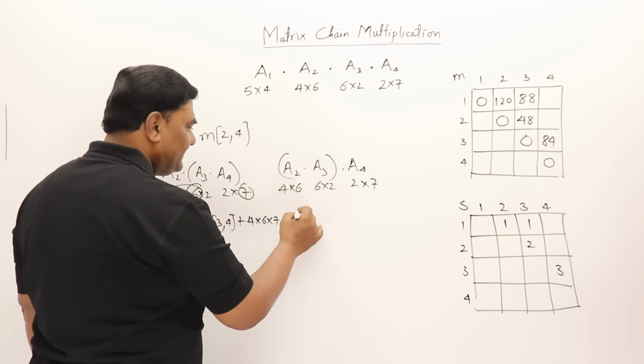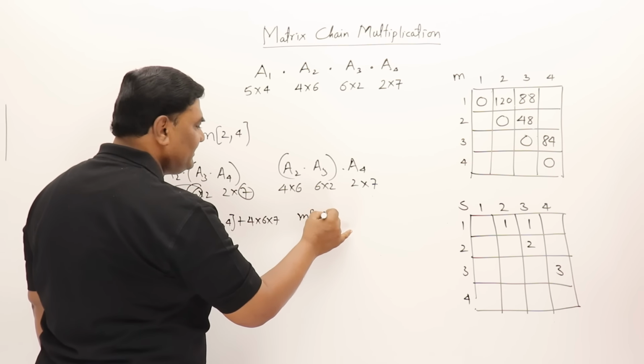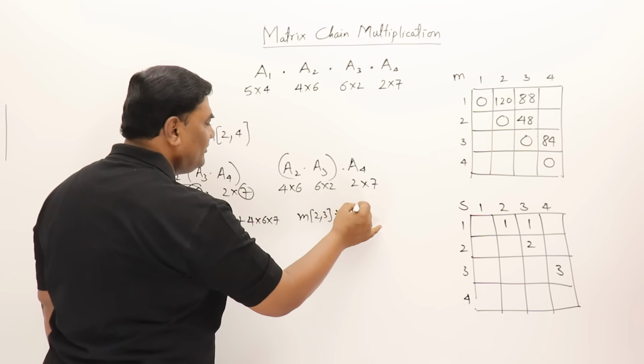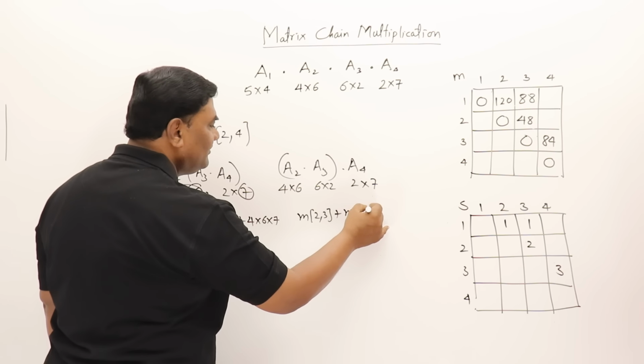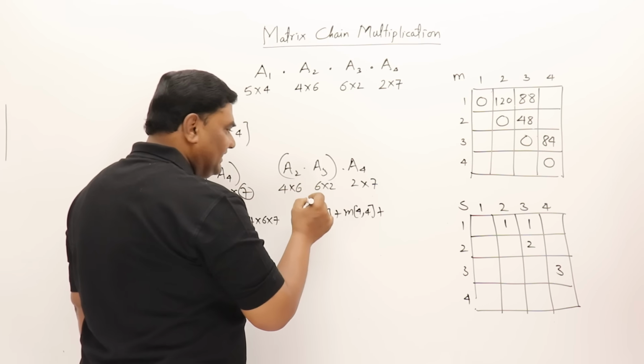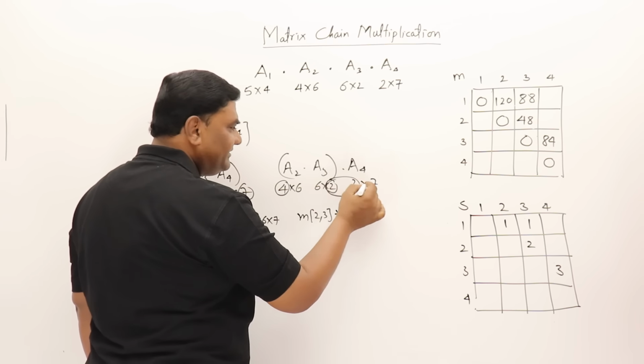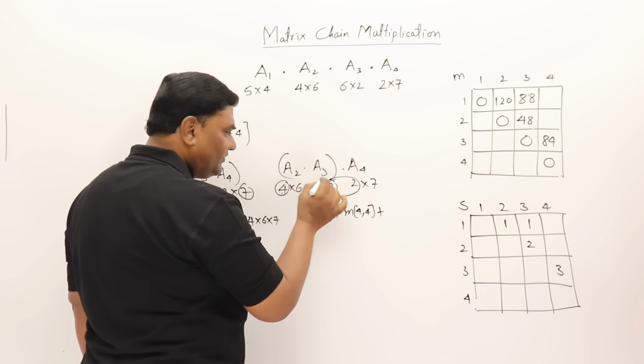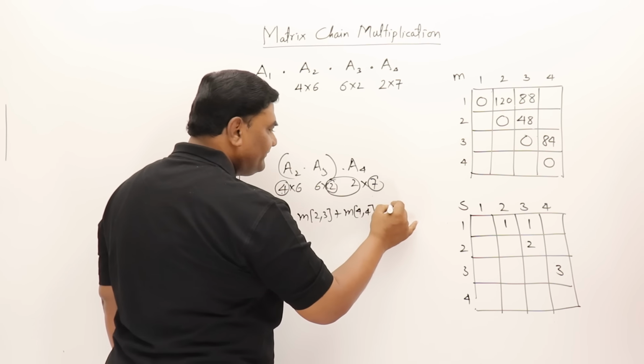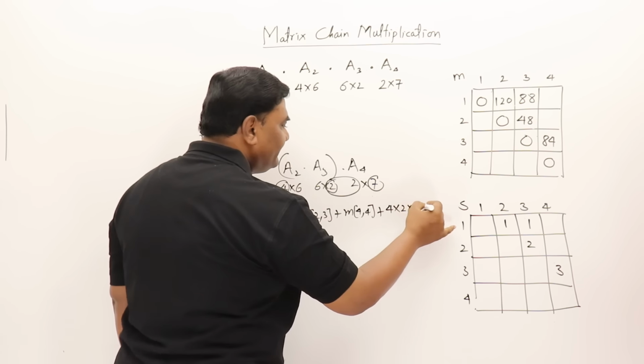Then what about this side? This is m of 2 to 3 plus m of 4 to 4 plus the result of this one, and as these two are same, the final will be 4 into 2 into 7. So 4 into 2 into 7.